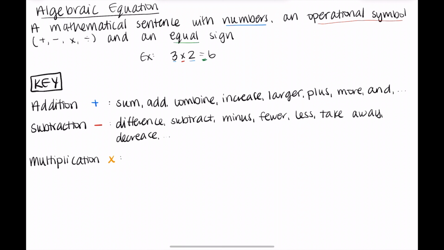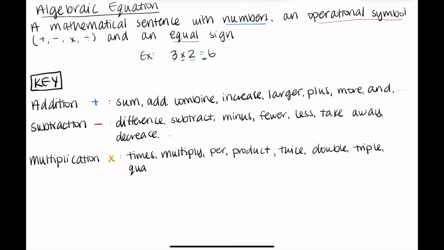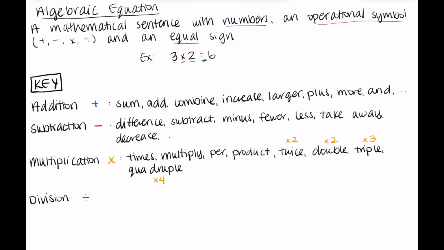Now we'll move on to multiplication. Some key terms for multiplication are times, multiply, per, like if it says per gallon, per minute, product, twice, double, triple, and quadruple. And these last four, they translate to twice meaning times 2, double also meaning times 2, triple meaning times 3, and quadruple meaning times 4.